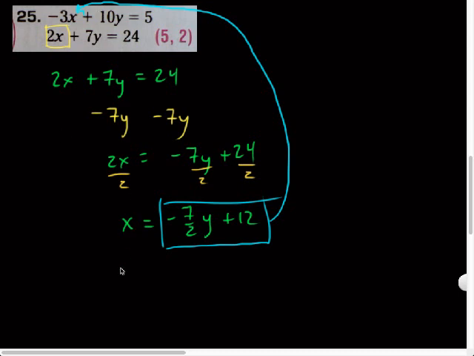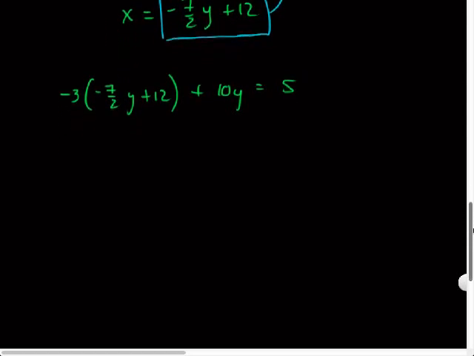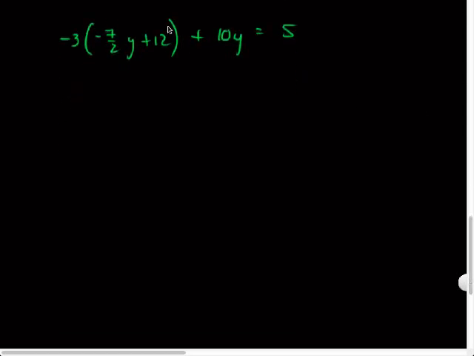So I'm going to have negative 3, and instead of x, I'm replacing it with negative 7 halves y plus 12, plus 10y is equal to 5. This one's going to be quite the doozy. So let's distribute and see if we can solve this. Notice, even though this equation looks way more complicated than the ones that we started with, the benefit is that they only have a single variable represented, even though it's represented multiple times. Negative times negative is positive. 3 times 7 is 21. Halves, that still doesn't reduce. That's a shame. Minus 36 plus 10y equals 5.